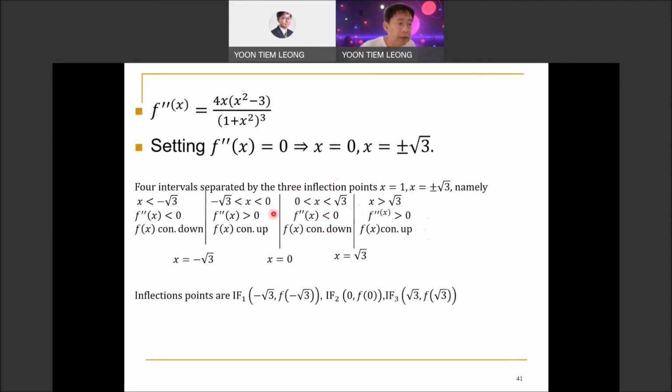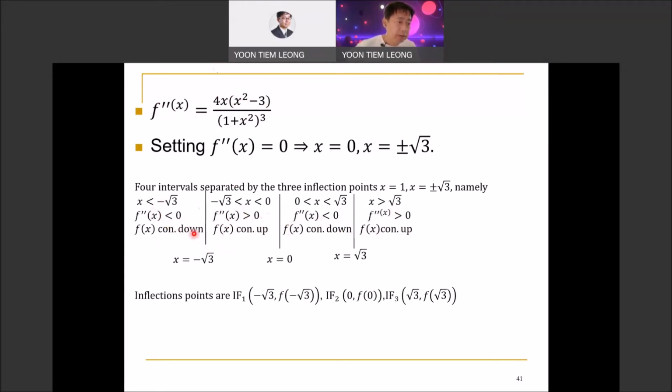The same thing can be said about the remaining region: the concavity is up because f double prime is positive. So you have to look at the expression of this function and then decide for yourself what the sign is. Once you have decided the sign of f double prime by checking the values of x in each region, you will be able to tell the concavity of the function within these 4 regions. So you have region 1, 2, 3, 4, and the concavity changes from down, up, down, up.